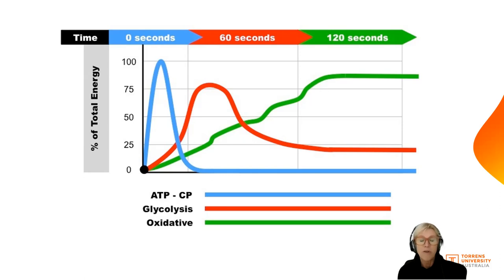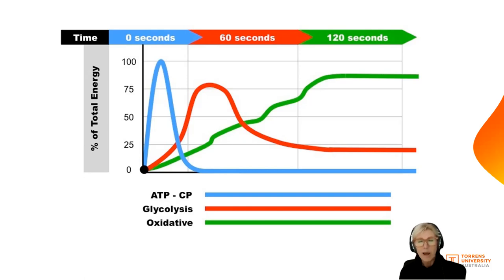So here you could think of interval training, like a minute on high intensity and a minute off, a minute on high intensity. You could do something like Tabata, which would usually be in the lactate system.